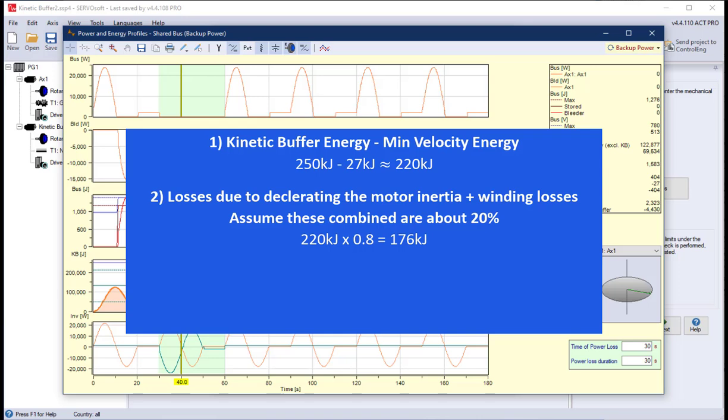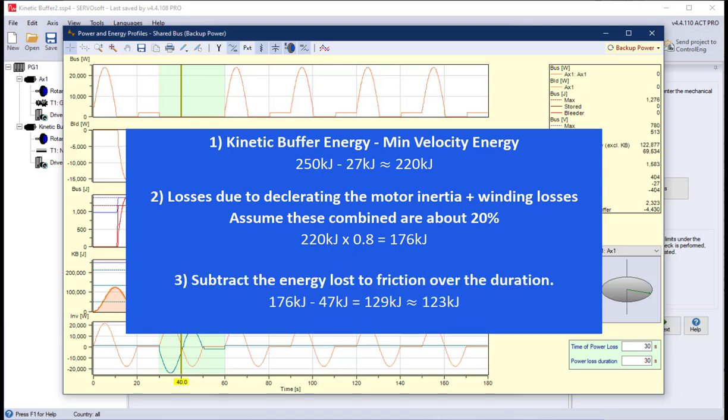What else is missing? Well, there's a 5 Nm thrust load for the flywheel. This is modeling friction, which is so important for something that runs continuously at speed. So, 5 Nm at 3000 RPM is 1.57 kilowatts, which is 47 kilojoules over 30 seconds. Therefore, 176 minus 47 is equal to 129 kilojoules, which is very close to the 123 kilojoules system energy value. And there you have all the pieces of the energy puzzle.